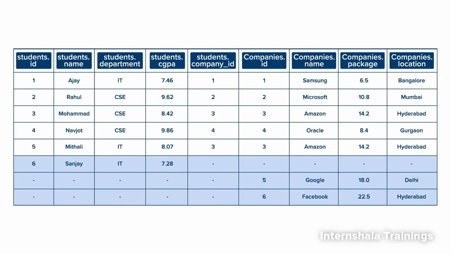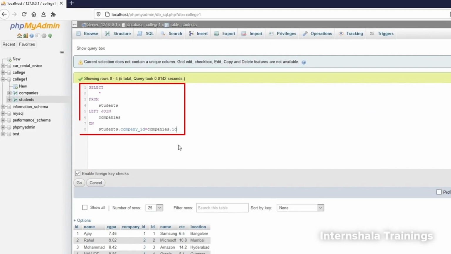Now, you might be wondering what is a left table and right table. Well, if we look at the query, the left table refers to the one which is written first, that is, before the join, and the right table refers to the one which is written next to the join.